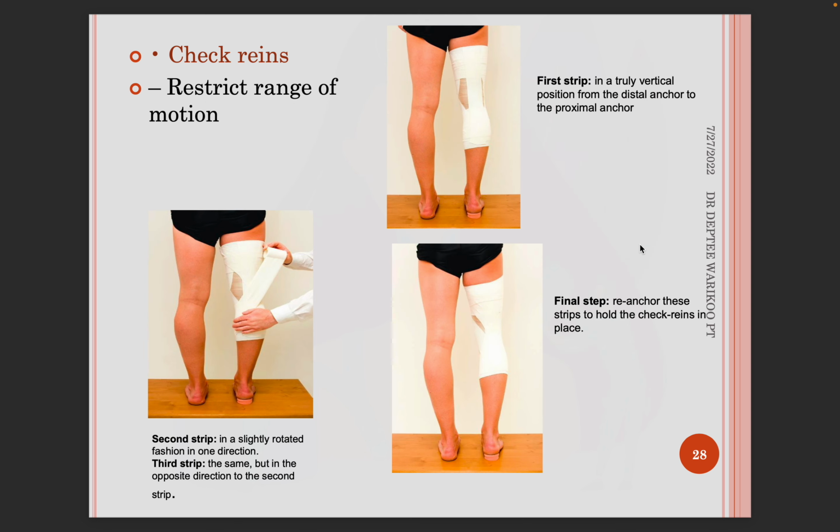Now, what are the check reins? That comes the main question. So, the check reins mainly restrict the range of motion. Whenever we are applying a check rein, we try to restrict the range of motion. This is the step for check reins. You can see first, in a truly vertical position from distal anchor to the proximal anchor, we will apply them. Then, secondly, in a light rotated manner from the distal to proximal anchor. Thirdly, in the same but in opposite direction, like once in this direction, next time in this direction. And finally, re-anchor these stirrups to hold the check reins in place.